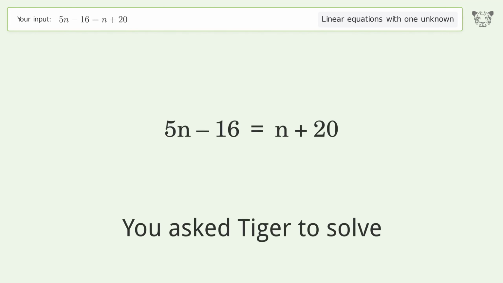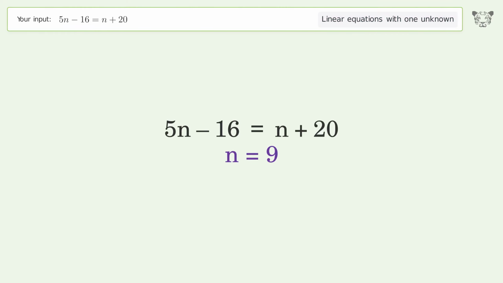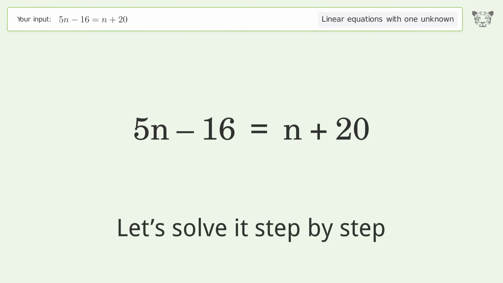You ask Tiger to solve. This deals with linear equations with one unknown. The final result is n equals 9. Let's solve it step by step.